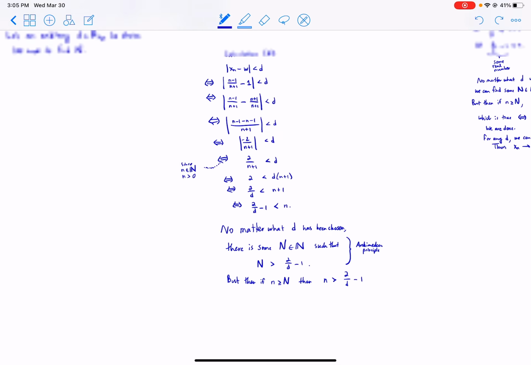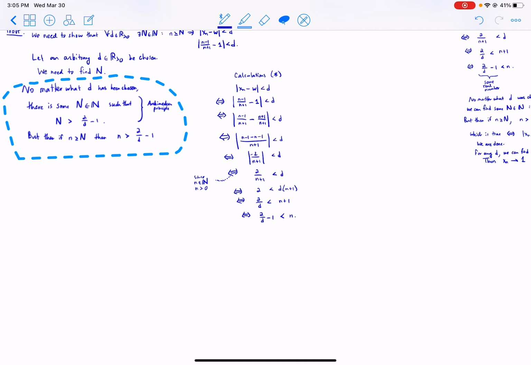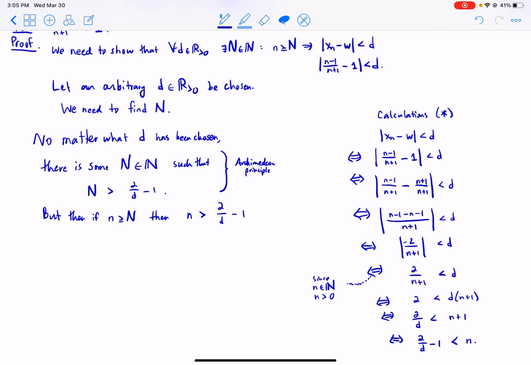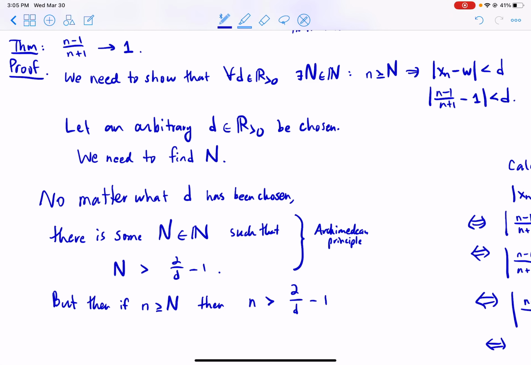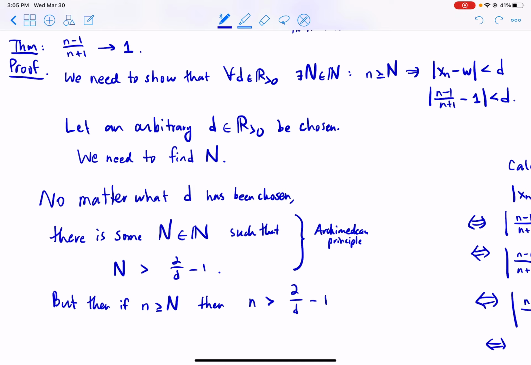And now I'm sort of ready. So let's bring this over to my proof. We need to show that for all d, there exists a capital N such that this is true whenever we're past the cutoff, whenever little n is past the capital N. Let an arbitrary d be chosen. We need to find capital N. No matter what d has been chosen, there is some capital N with this being true. It's bigger than whatever this number is. But then, if little n is bigger than capital N, then also little n is bigger than whatever that number is.